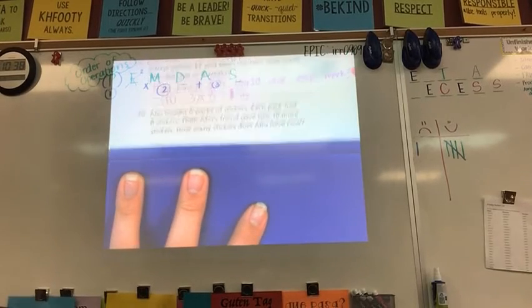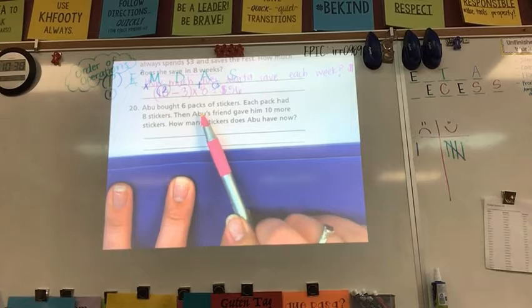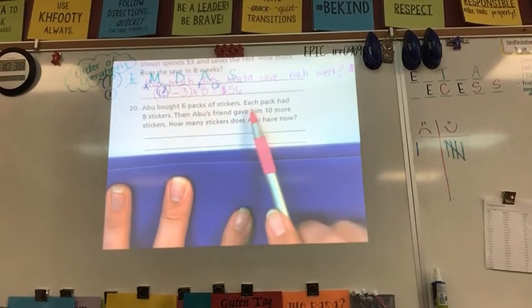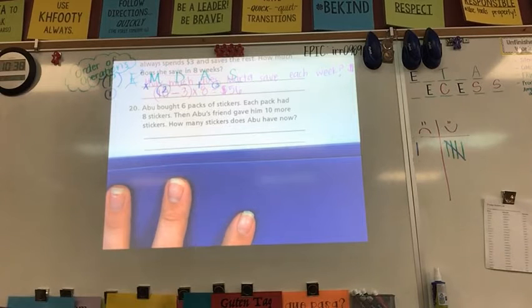Abu. Well, that makes me think of Aladdin. Abu bought 6 packs of stickers. Each pack had 8 stickers. Then Abu's friend gave him 10 more stickers. How many stickers does Abu have now?